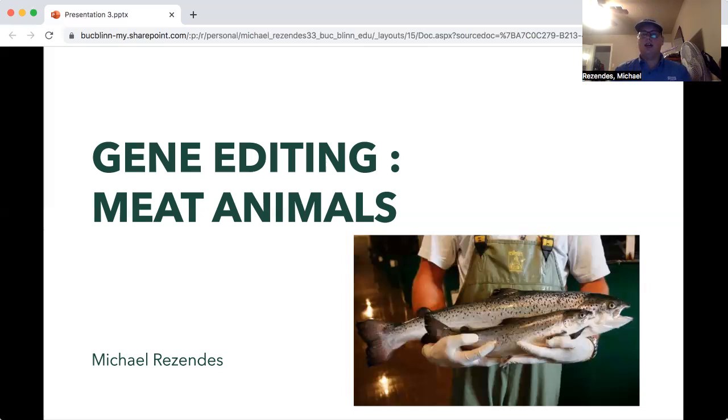Throughout this, we'll connect the idea of gene editing in meat animals to a lot of the concepts discussed by Rogers in his book, The Diffusion of Innovations. This is a picture we'll talk about here in a couple slides. I think it's extremely interesting and something that's really, really cool to me. With that, we'll get right into it and begin our lesson.